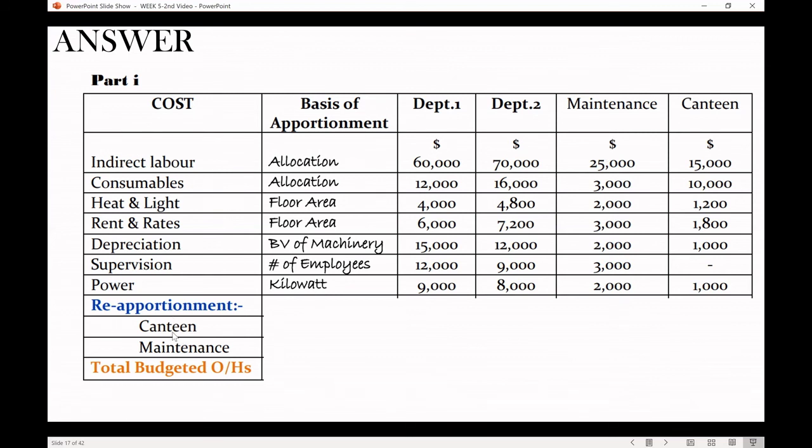So we have apportionment here. Then what we're going to find after that is budgeted overheads. The first thing we need to do, as I was indicating prior, is find the total cost in the canteen department. The sum of all these costs, indirect labor, consumables, straight down to power, would have summed to 30,000. We're reapportioning the cost, so we're taking this 30,000 and dividing it among all the other departments. At the end of the day, canteen should be equal to 0.